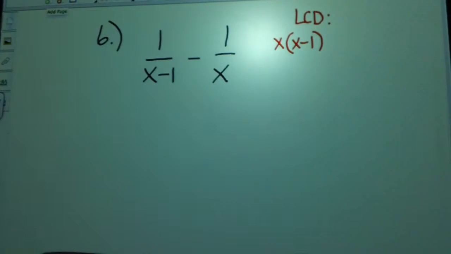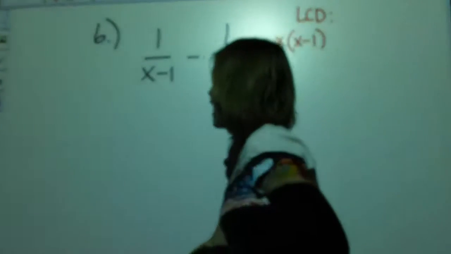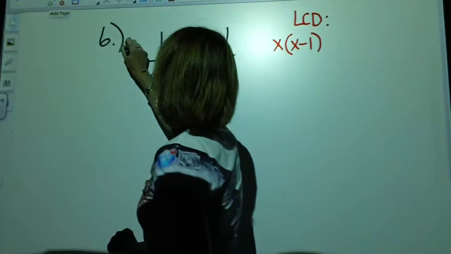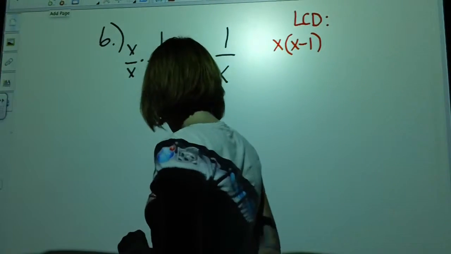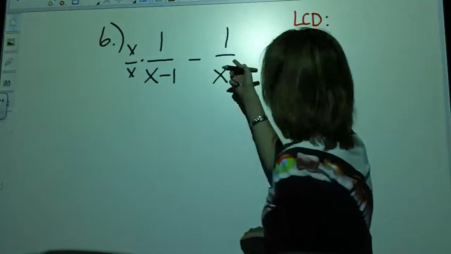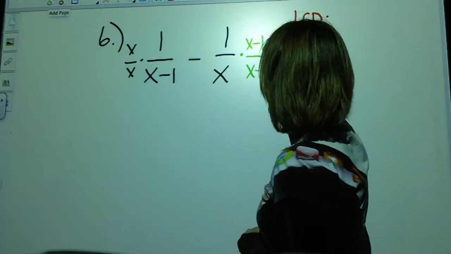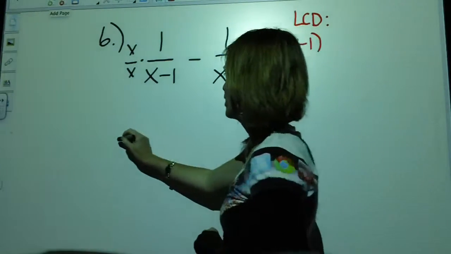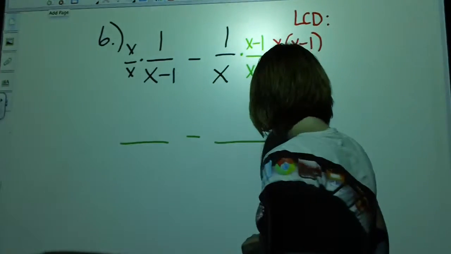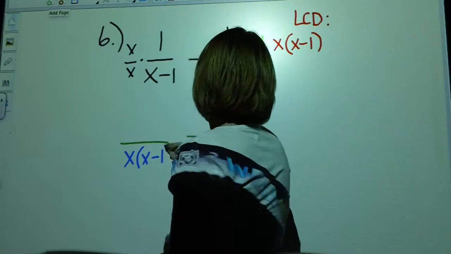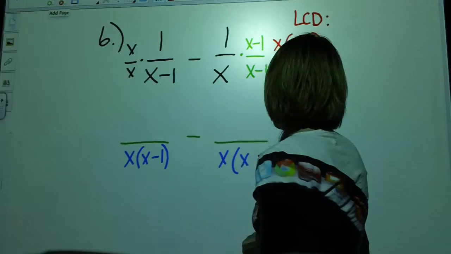Just going to take a quick look and make sure you guys can still see everything. Perfect. All right, so on the left side, what am I missing from my LCD? I'm missing an x. Let me switch colors. And on the right side, I'm missing x minus 1. So I'm going to multiply by x minus 1 all over x minus 1. All right, so I know I'm going to have 2 fractions being subtracted. I've got my LCD as x, x minus 1, and x, x minus 1.